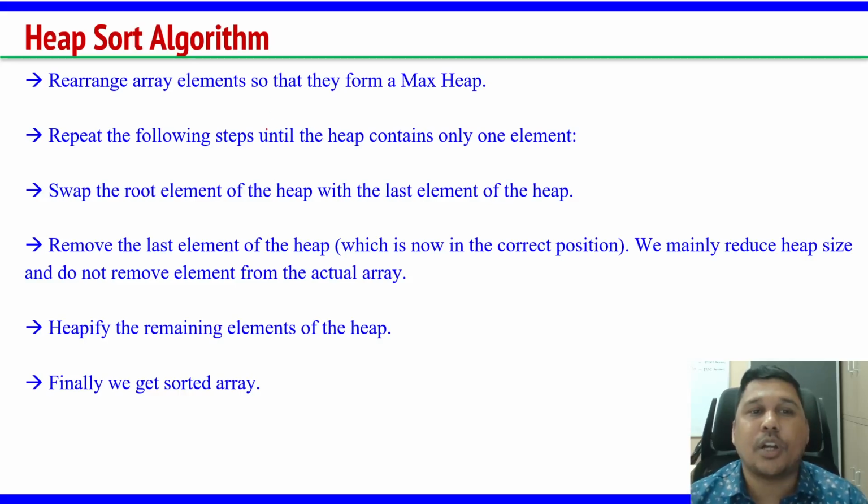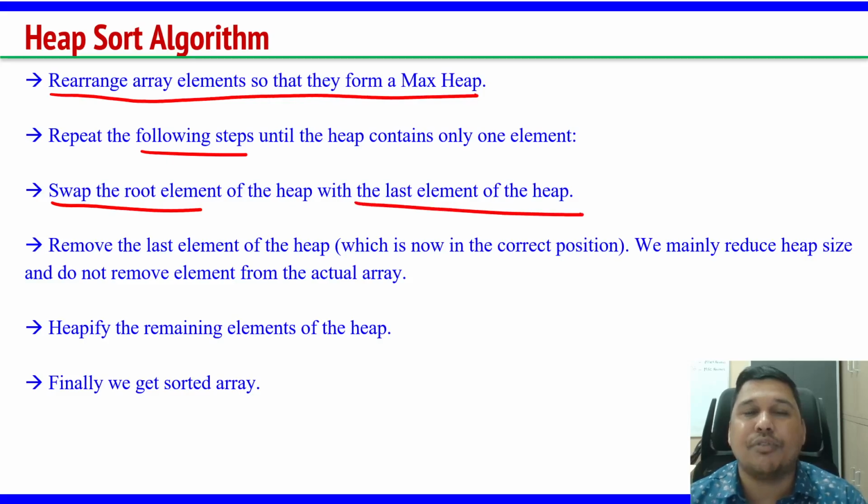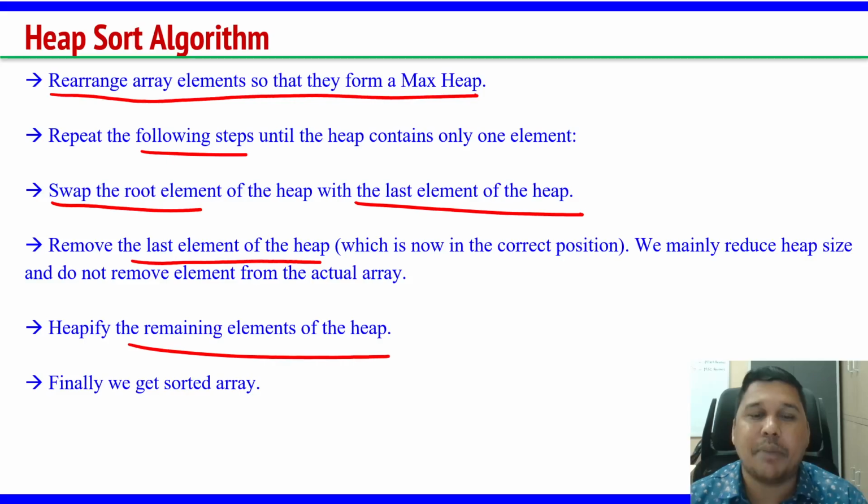Right. Heap sort algorithm. First rearrange the elements so that they form a max heap. If the elements are not in max heap format, first convert those elements into max heap format. After that, repeat the following steps. What are they? Swap the root element with the last element of the heap. Then remove the last element of the heap and heapify the remaining elements. Keep repeating this process. Repeat these 3 steps continuously.